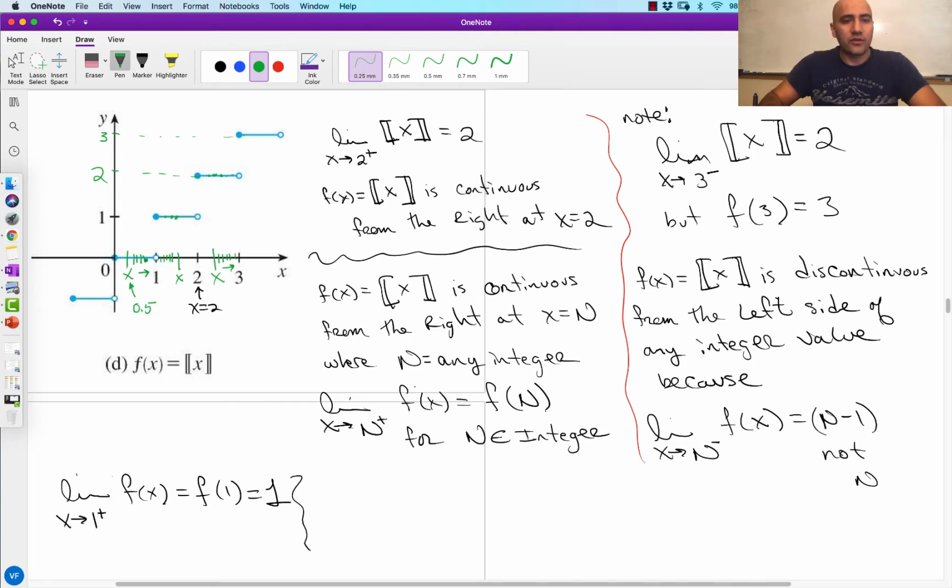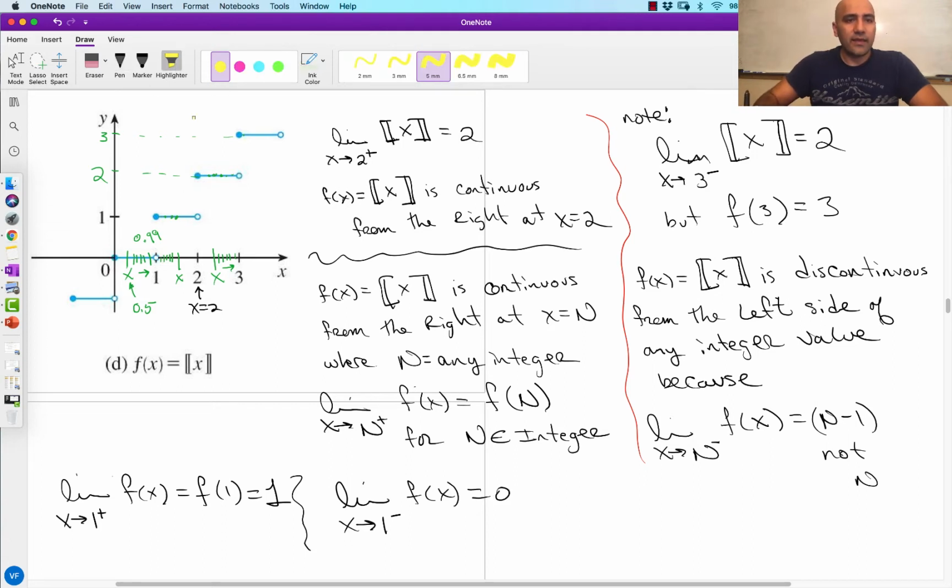And then as we get closer and closer, we might plug in 0.99, for example. And remember that the greatest integer function rounds always down to the nearest whole number, which in this case would be 0. So the outputs would all be 0. However, if we evaluate the function at 1, the answer is 1. So we'd have this: the limit as x approaches 1 from the left-hand side of f of x does exist, and it equals 0.